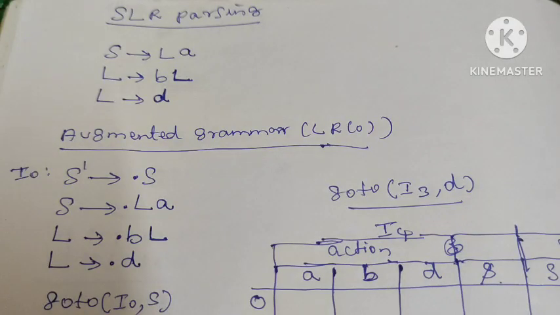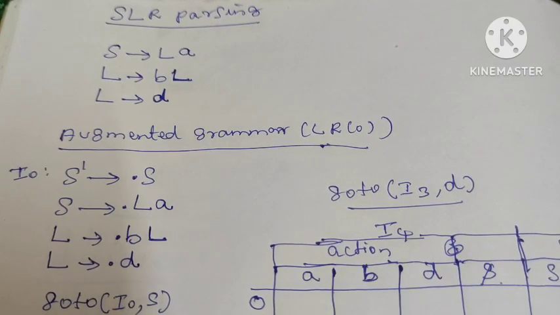So, welcome to the video lecture series on principles of compiler design. In today's video lecture, we will be learning about SLR parsing. SLR parsing is a bottom-up parsing technique. So, we have taken this grammar: S tends to LA, L tends to BL, and L tends to D.